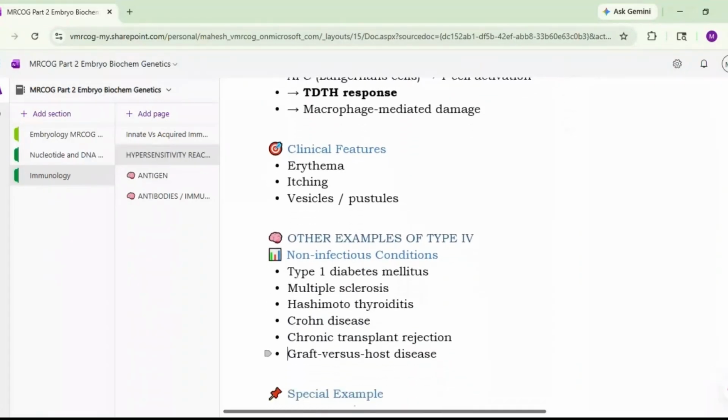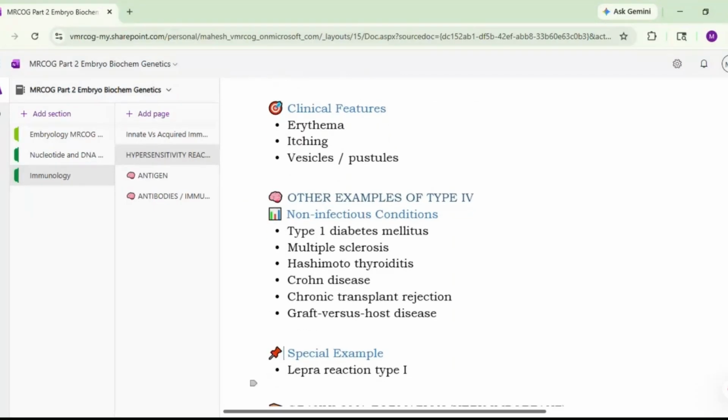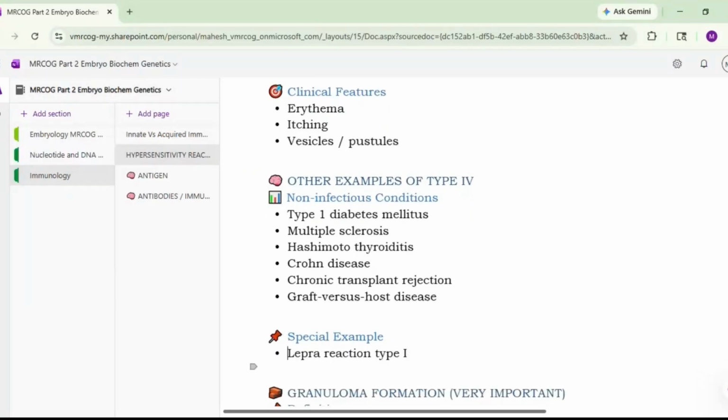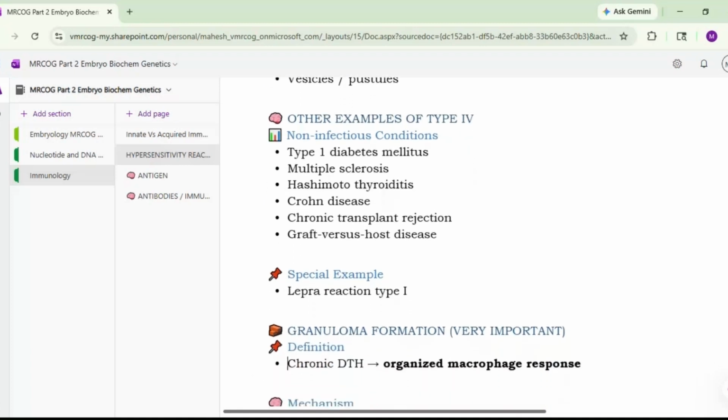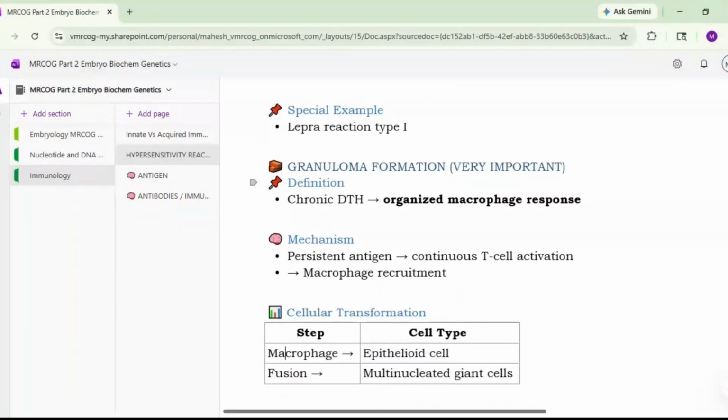What are the other examples of type 4? There are non-infectious conditions like type 1 diabetes mellitus, multiple sclerosis, Hashimoto's thyroiditis, Crohn's disease, chronic transplant rejection, graft versus host reaction. So remember, these non-infectious conditions you get in type 4 type of hypersensitivity. A specific reaction is lepra reaction type 1. And one of the typical features of this type 4 hypersensitivity reaction is granuloma formation. It is seen in chronic DTH response.